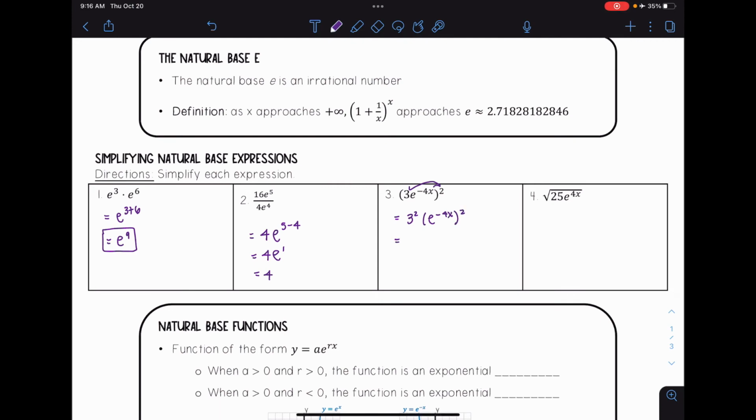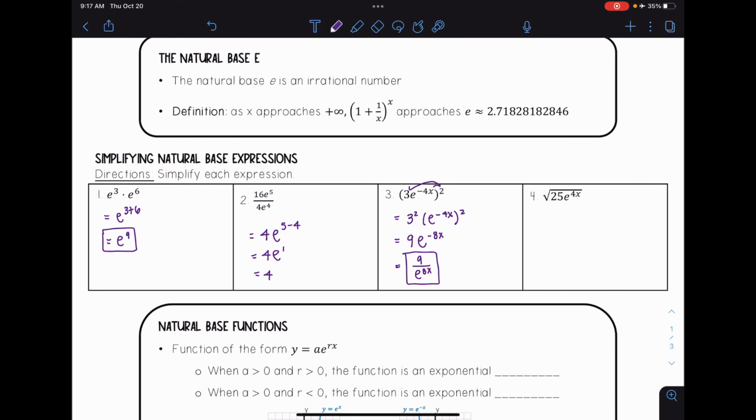Well, 3 squared, I get 9. And then when I multiply negative 4x times 2, I get negative 8x. And then we're still not done here. Remember, with the negative exponent, to make it positive, I need to move it down. So this becomes 9 over e to the 8x power.